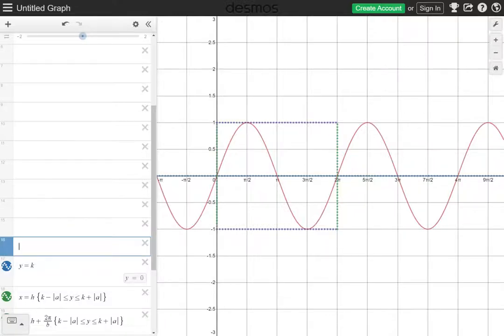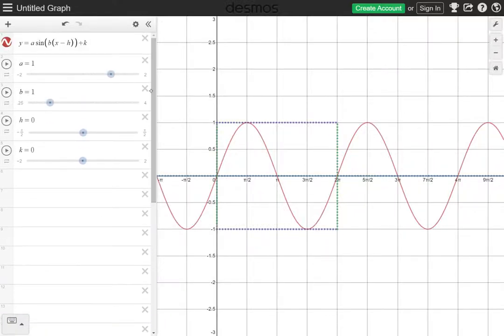All right, so I want to show you what the different shifts are, transformations that we can do on our trig function. So I'm going to be working with y equals sine of x. That's what I currently have graphed. Now I want to point a few things out.